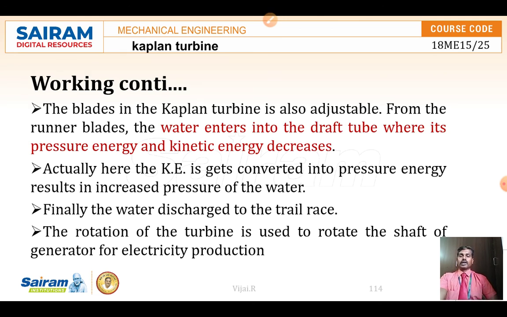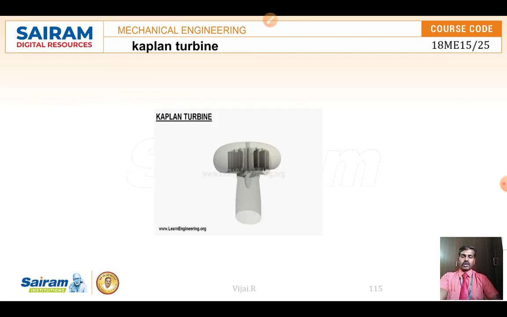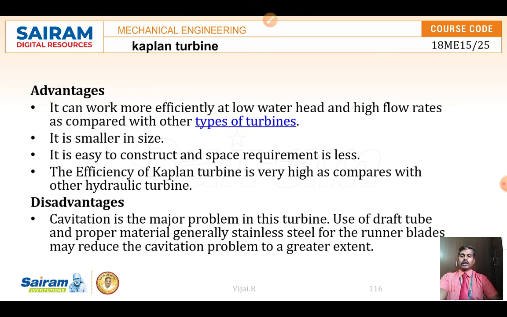Okay, when water enters the draft tube, the pressure is less, and when it exits, the pressure is increased because of the gradual increase of the cross section of the draft tube. So this is how the turbine works. This is the drawing, and the advantage is that it is very small in size and very effective in low pressure head areas where the pressure head is very less, and cavitation is a major disadvantage here. To avoid this, draft tubes and other things are used.